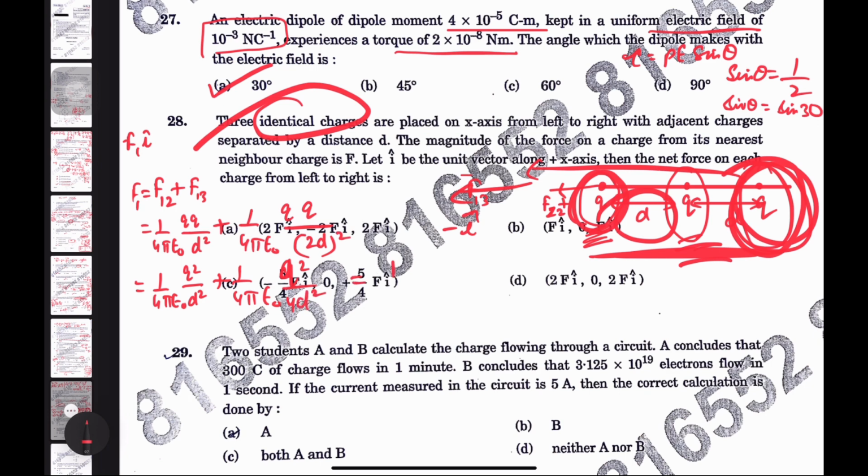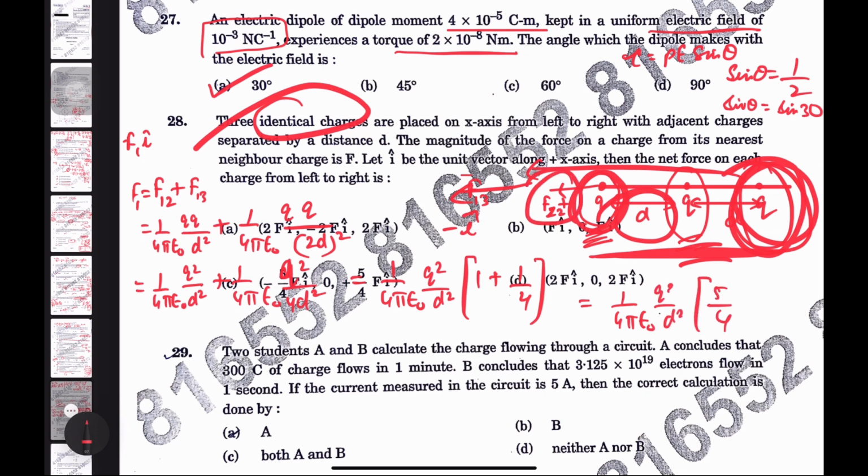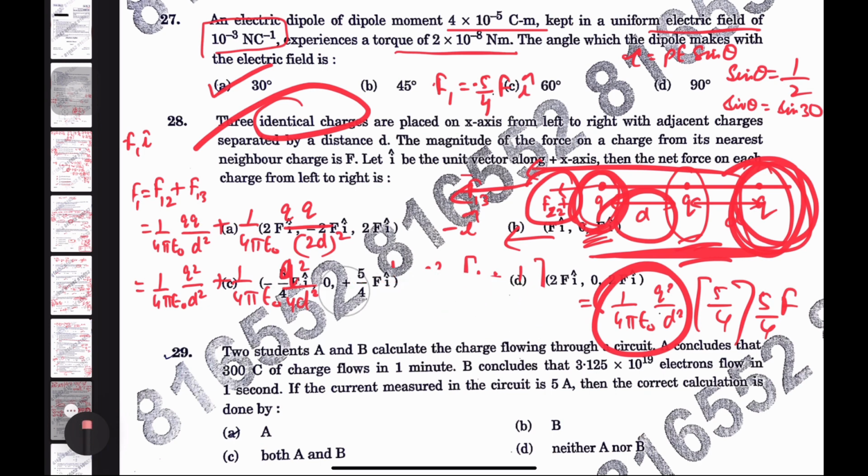Now taking common 1 upon 4 pi epsilon naught q square upon d square, we are left with 1 plus 1 by 4, and on solving it we get 1 upon 4 pi epsilon naught q square upon d square into 5 by 4. That means the first charge experiences a force of 5 by 4, and taking this as F, 5 by 4 F on the negative side. So the force on the first charge is equal to minus 5 by 4 F i cap. So this is already clear to us.